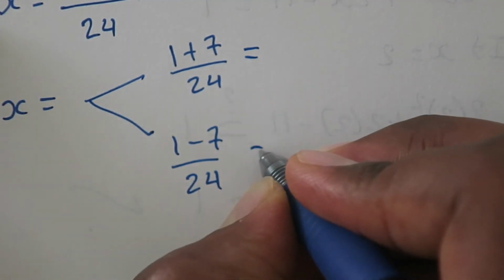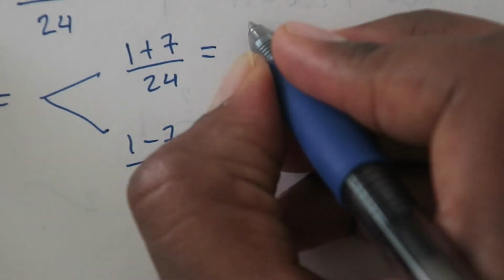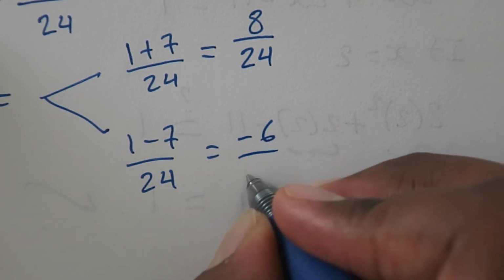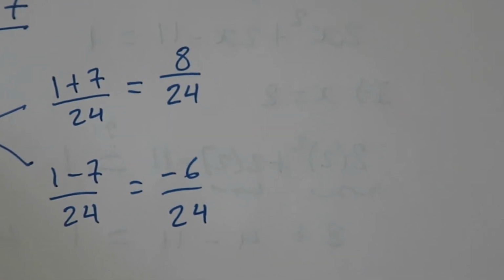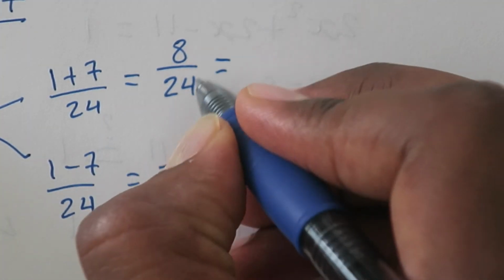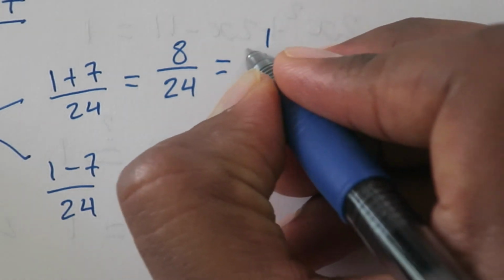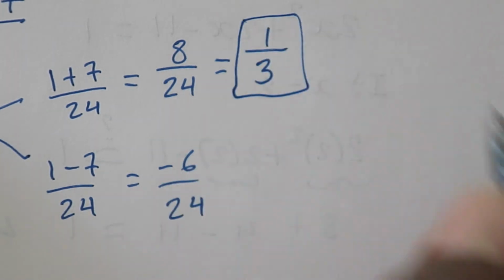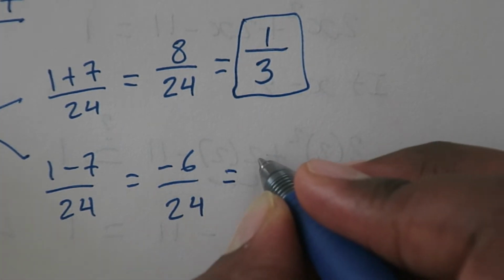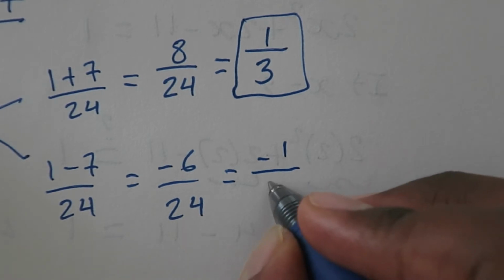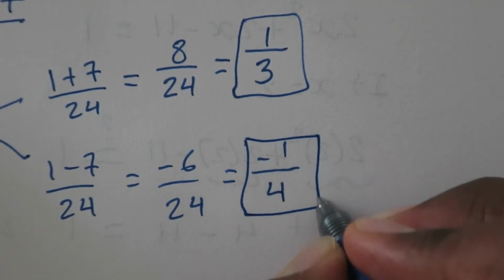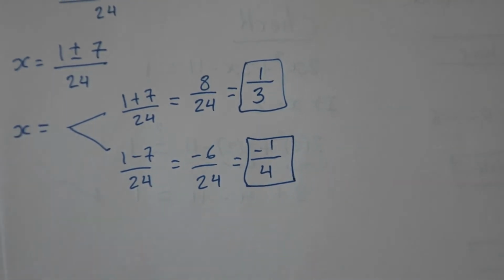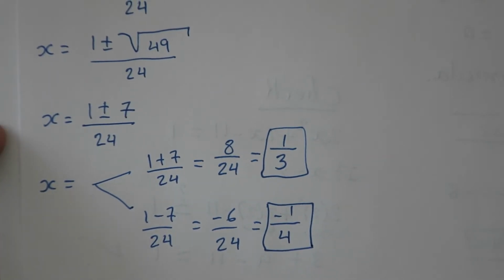which equals 1 plus 7 is 8 divided by 24, and this one is negative 6 divided by 24. And let's reduce this. 8 goes into 8 once, 8 goes into 24 3 times. So that's 1/3. And then over here, 6 goes into 6 once, and then 6 goes into 24 4 times. So that's negative 1/4. Again, this one has two solutions, as we can have a maximum of 2 answers.